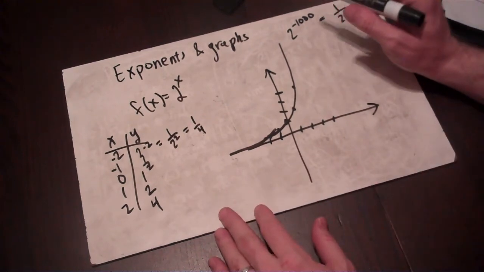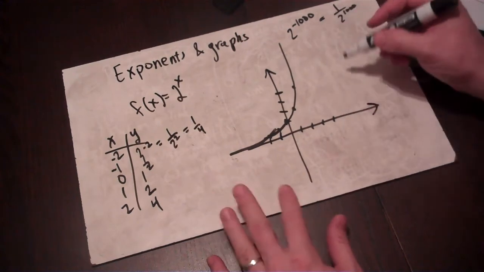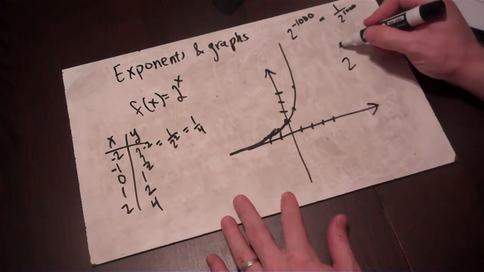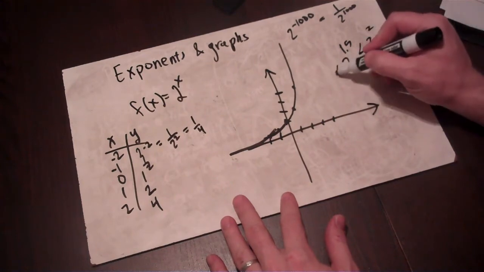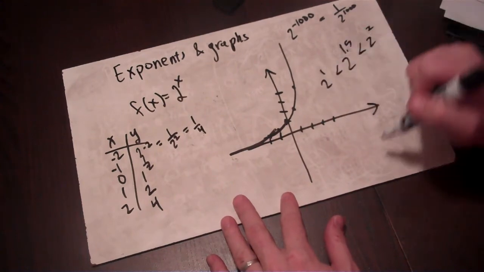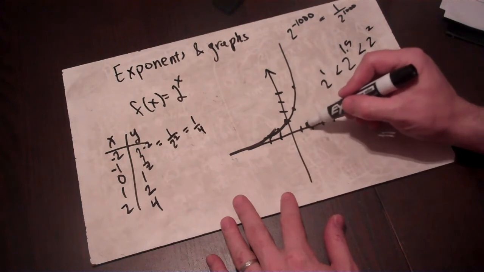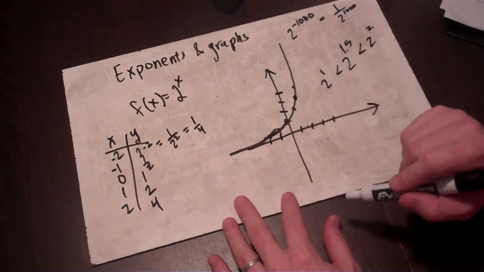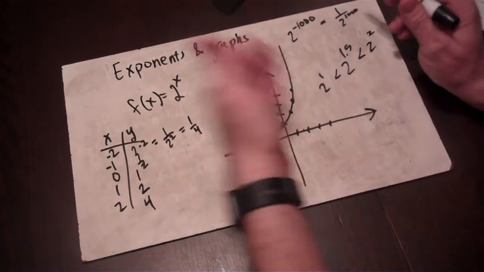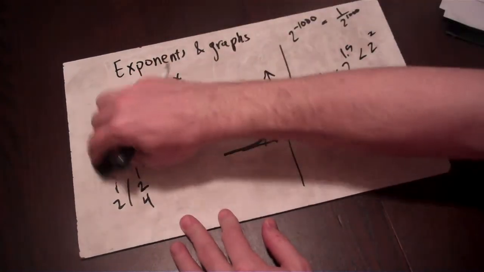So one of the things you can ask yourself is, what if I ever had to do 2 to the 1.5? You should just know that that's between 2 to the first and 2 to the second. So the 2 to the 1.5 right here, that's going to be in between 2 and 4, somewhere in that range. And so this graph is going to end up looking like this.